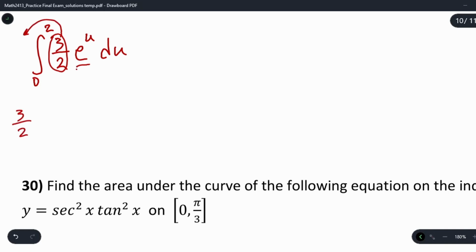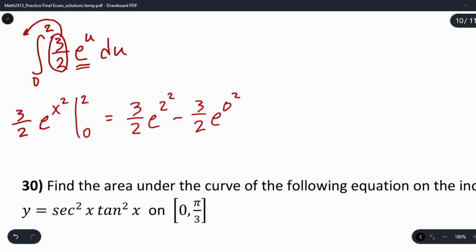Next, simplifying this integral, I'm going to pull out the 3 halves. I'm going to take the antiderivative of e to the u, which is e to the u, and then I'm immediately going to replace u with what it's equal to. Remember, we let u be x squared. So that's going to be 3 halves e to the x squared evaluated from 2 to 0. And that's going to give us 3 halves e to the 2 squared minus 3 halves e to the 0 squared. Simplifying is going to give us 3 halves e to the 4th minus 3 halves.